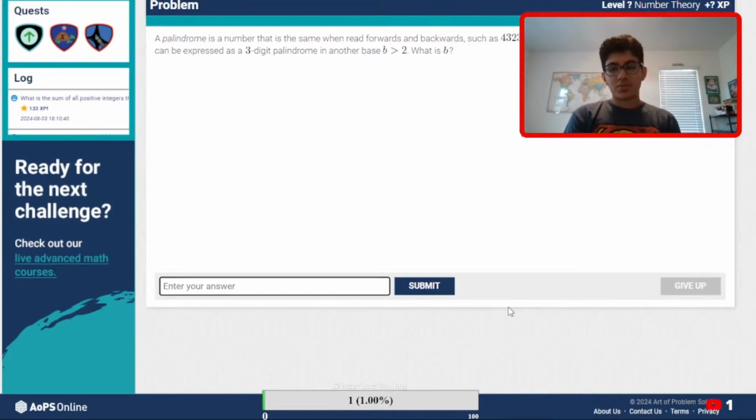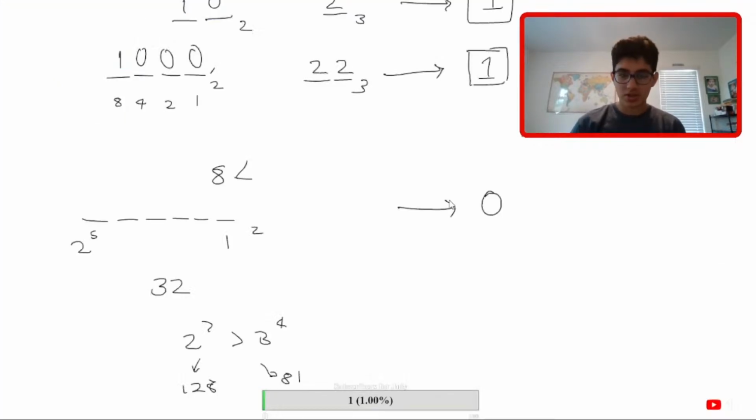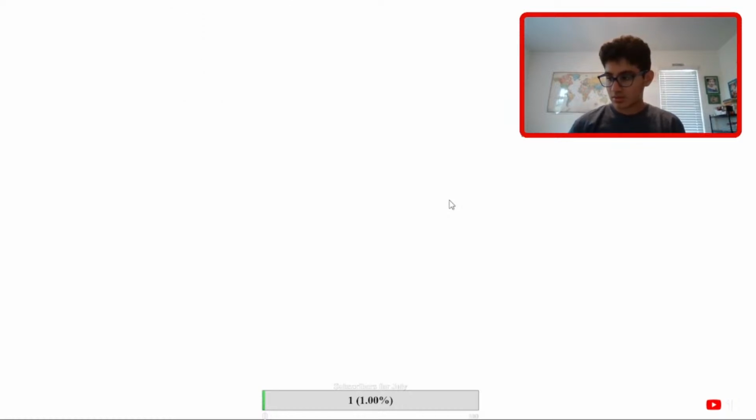okay. The largest possible 4-digit palindrome in base 3 can be expressed as a 3-digit palindrome in another base b greater than 2. What is b? The largest possible 4-digit palindrome. So that's just going to be like this, right? It's going to be 2, 2, 2, 2 base 3, which means this is 3 cubed, this is 3 squared, this is 3, this is 1.